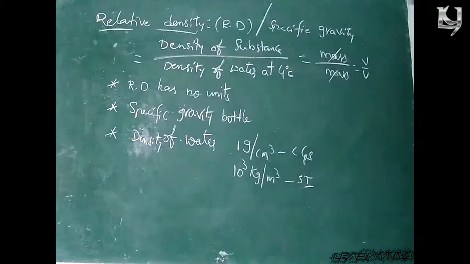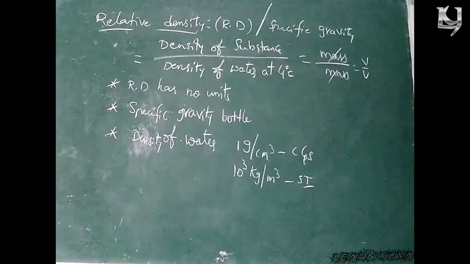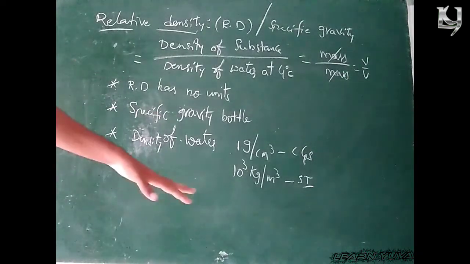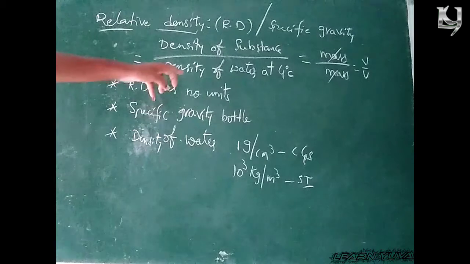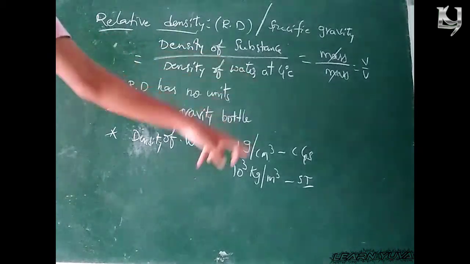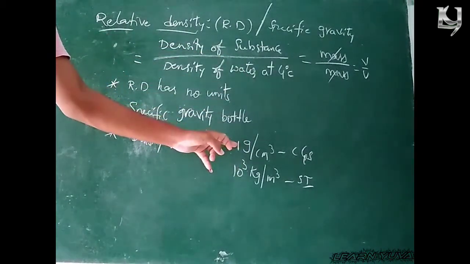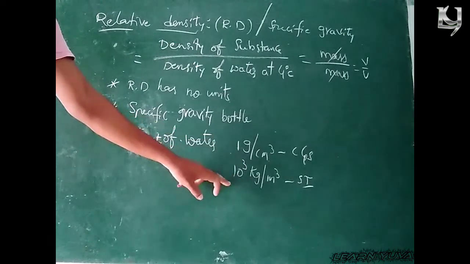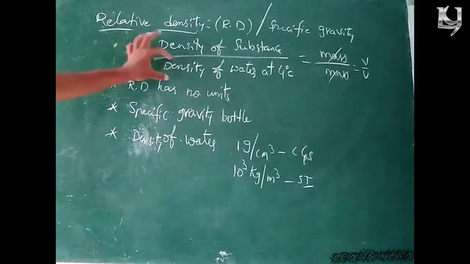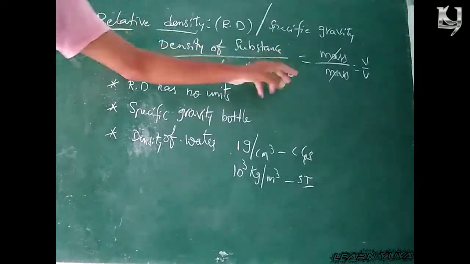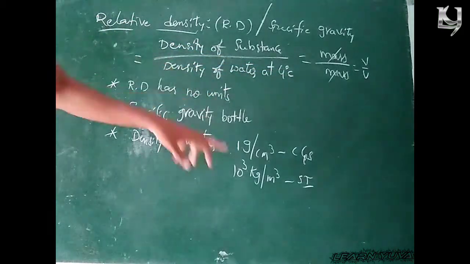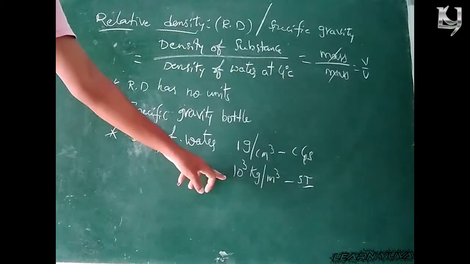And density of water, important. Density of water is 1 gram by centimeter cube in CGS system and 1000 kg by meter cube in SI system. Important. So density of water, if it is CGS we should take as 1, if it is SI we should take as 1000. The density of water value is always constant.